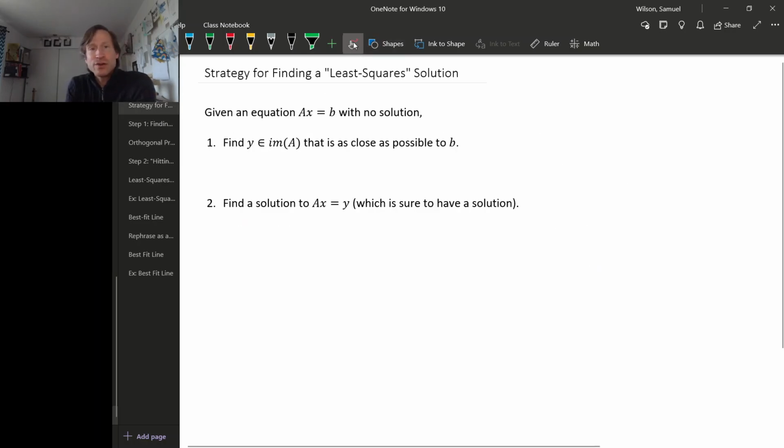So our strategy for finding a least squares solution is, first we need to find the vector y in the image of our matrix A that's the closest to b. And then once we know that y, we will replace b with y in this equation. Now this equation is guaranteed to be consistent because we know ahead of time that y is in the image of A. Then we can just solve this system. So that's the general idea. We have this two-step process, and we'll take these a step at a time because it turns out neither one of these steps is exactly easy.